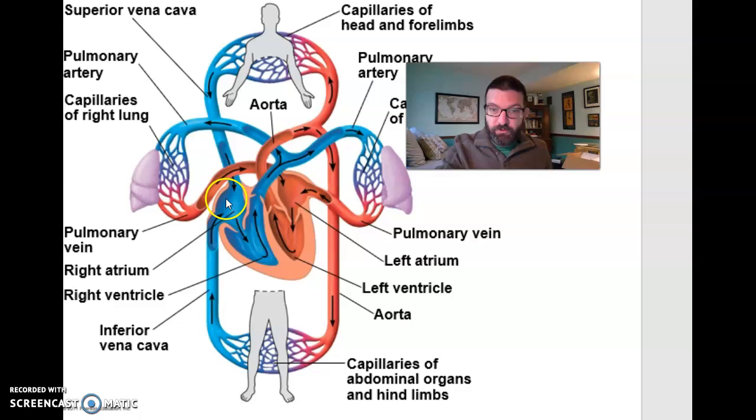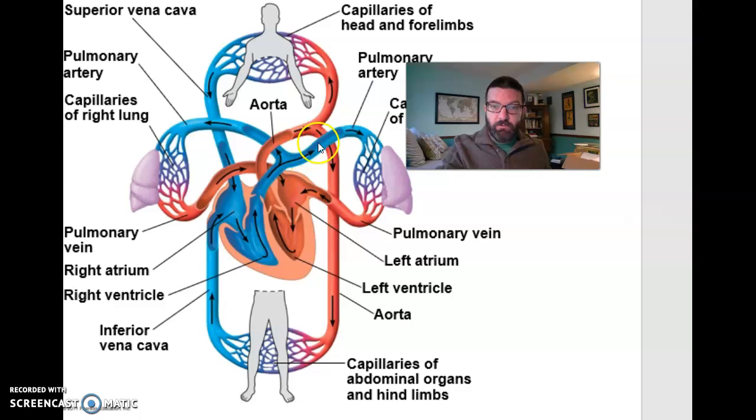Again, we start at the right atrium where deoxygenated blood re-enters, both from the inferior vena cava and the superior vena cava, which come from the bottom and the top of the body, right? From your legs versus from your head and arms. We all dump back into the right atrium, deoxygenated, then down to the right ventricle, which pumps out to the pulmonary circuit. And pulmonary goes to the lungs.